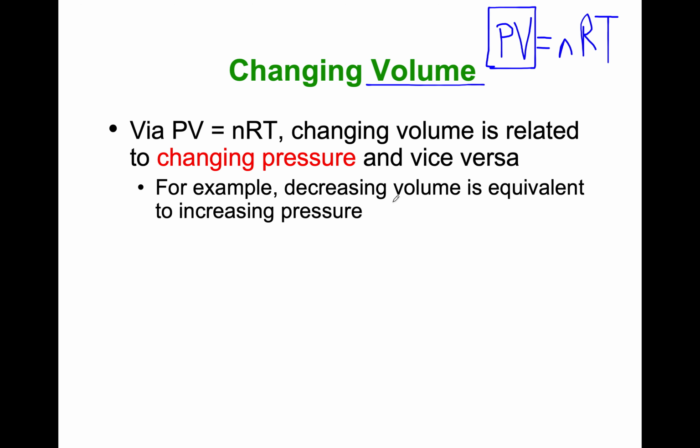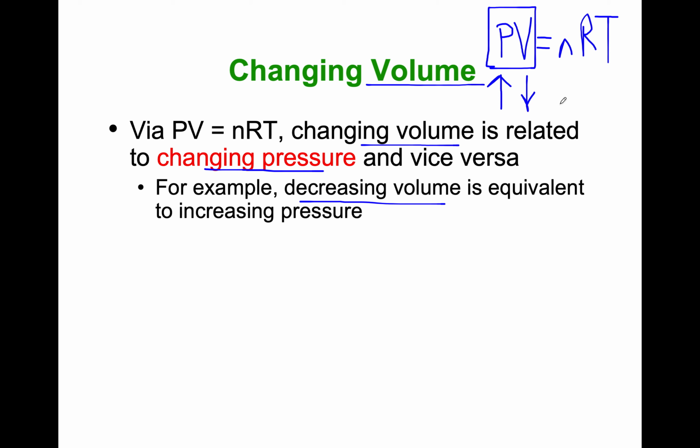Now if we look at the volume, so this is gases. Well, volume takes us back to the ideal gas law, PV equals nRT. And we can see here, pressure and volume are inversely related. If you change the volume, that's basically saying you're changing the pressure, and specifically they're opposite. If you decrease the volume, what you're actually saying is you're increasing the pressure. If you decrease the pressure, you'd be increasing the volume.